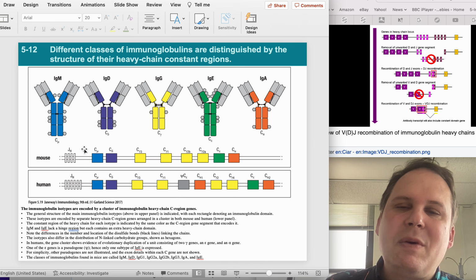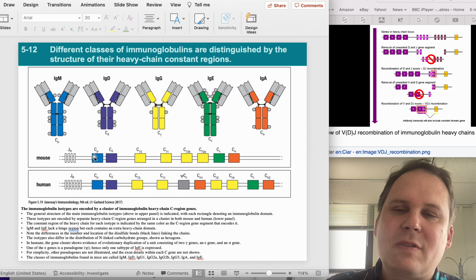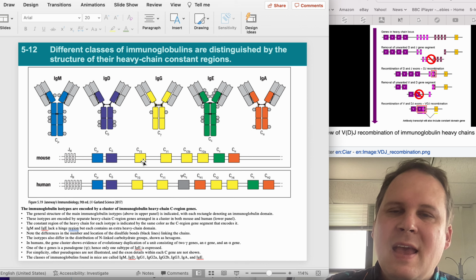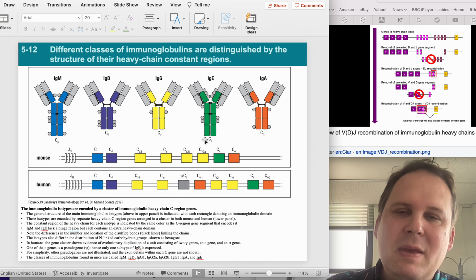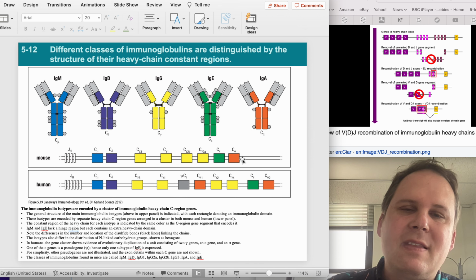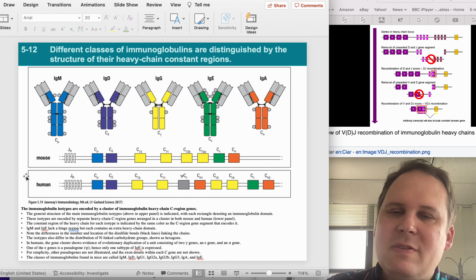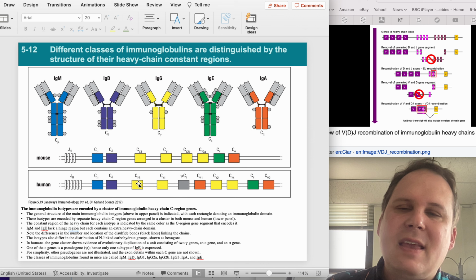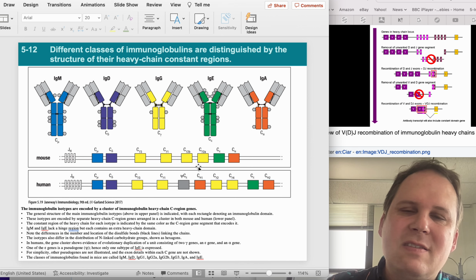We used to think that they went in exactly this order. So 1, 2, 3, 4. So M, D, gamma 3, gamma 1, gamma 2b, gamma 2a, then epsilon, then alpha in a mouse, and in a human, M, D, gamma 3, gamma 1, and then the psi gene is a pseudogene.